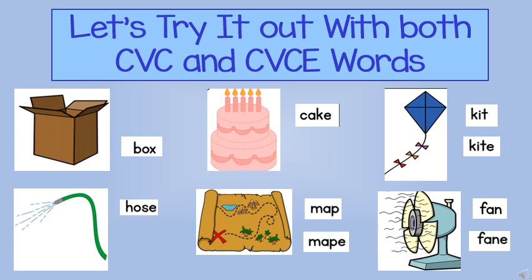Let's try the next one together. Map. I hear A in the middle of that word. So I need the top one. That's right. We don't need the E. It's not a mape. Let's try the next one. It's a picture of a kite. Let's stretch that together. Kite. I hear that I. I need that E at the end to make the I say I.